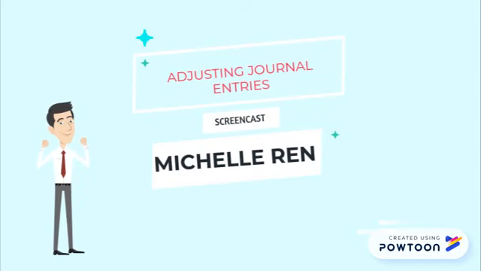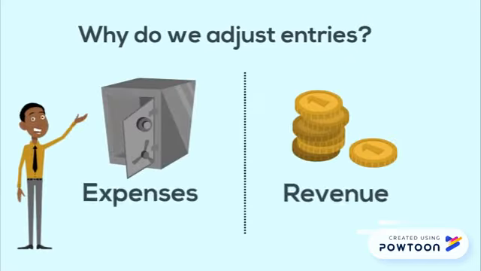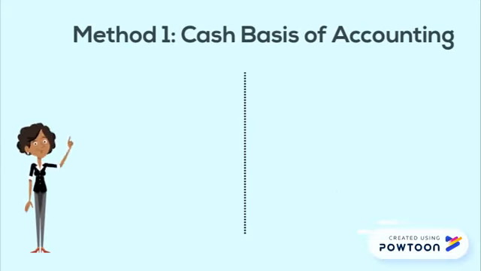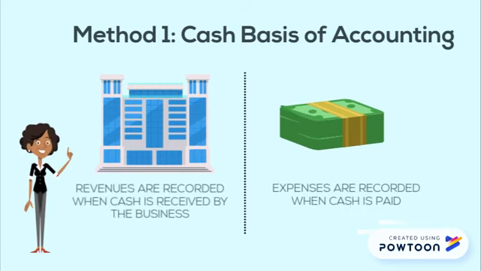I will be discussing adjusting journal entries. Adjusting journal entries involve recording the revenues and expenses of a firm. Typical accounting practices involve two methods of recording revenues and expenses. The first method is the cash basis of accounting. This involves cash being recorded when revenue is received by the business, and expenses are recorded when cash is paid.